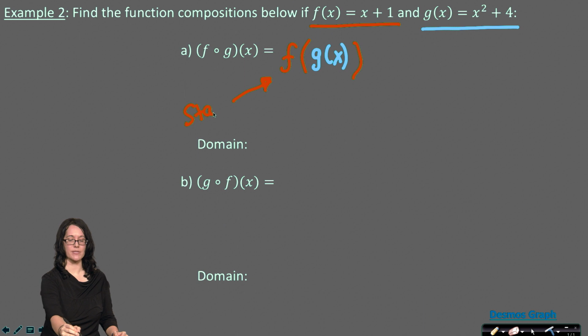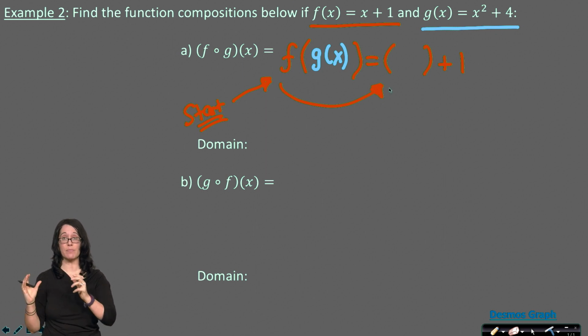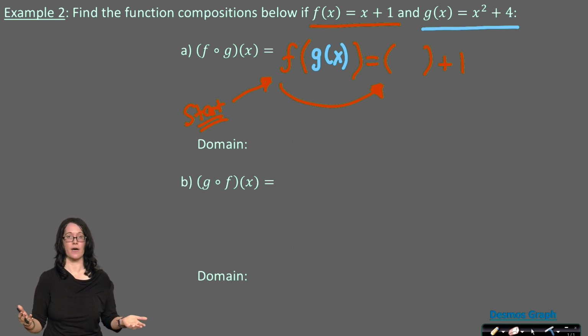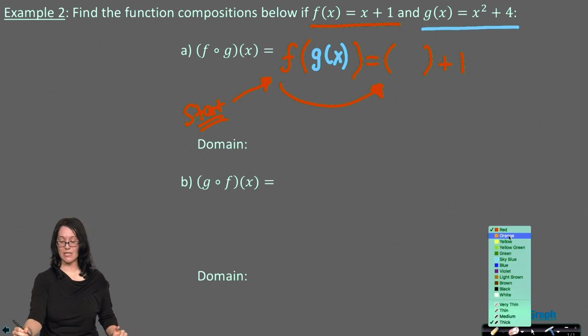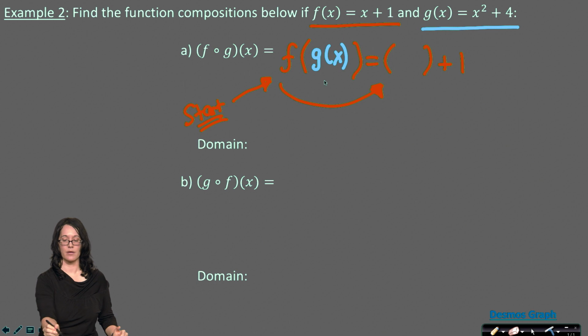This is where I want you to start. I want you to start with your outside function, which in this case says to do what? Take your input and add 1 to it. So my input adds 1. Because it's the f function, that's the rule I'm following. If it had been g out front, I would have said take the input and square it and add 4. So make sure you understand the idea here, not just going through the motions trying to follow me without understanding. Okay, so let's put in our g function since that's what we're depending on as the input here.